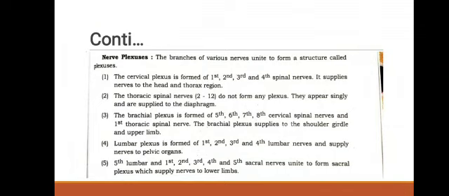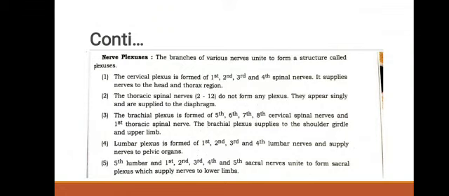Next topic is nerve plexus. The branches of various nerves unite to form a structure called as plexus. That is, cervical plexus is formed by first, second, third and fourth spinal nerve. It supplies nerve to the head and thorax region.